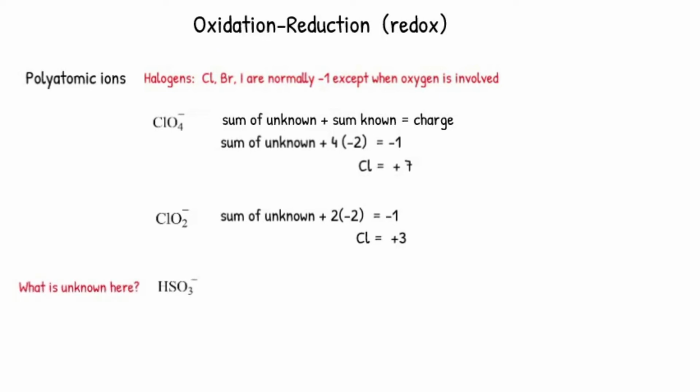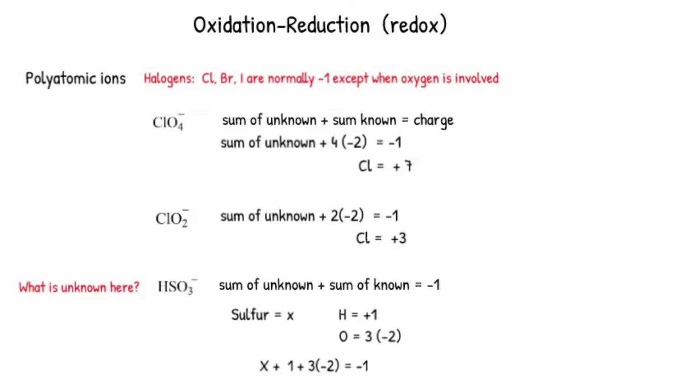What is the unknown here? For the HSO3- ion, the sum of the unknown plus the sum of the known is equal to -1. Sulfur is unknown, with hydrogen being +1 and there being 3 oxygens times the -2 oxidation state of oxygen. The formula is X plus 1 plus 3 times -2 is equal to -1, and X is equal to +4.